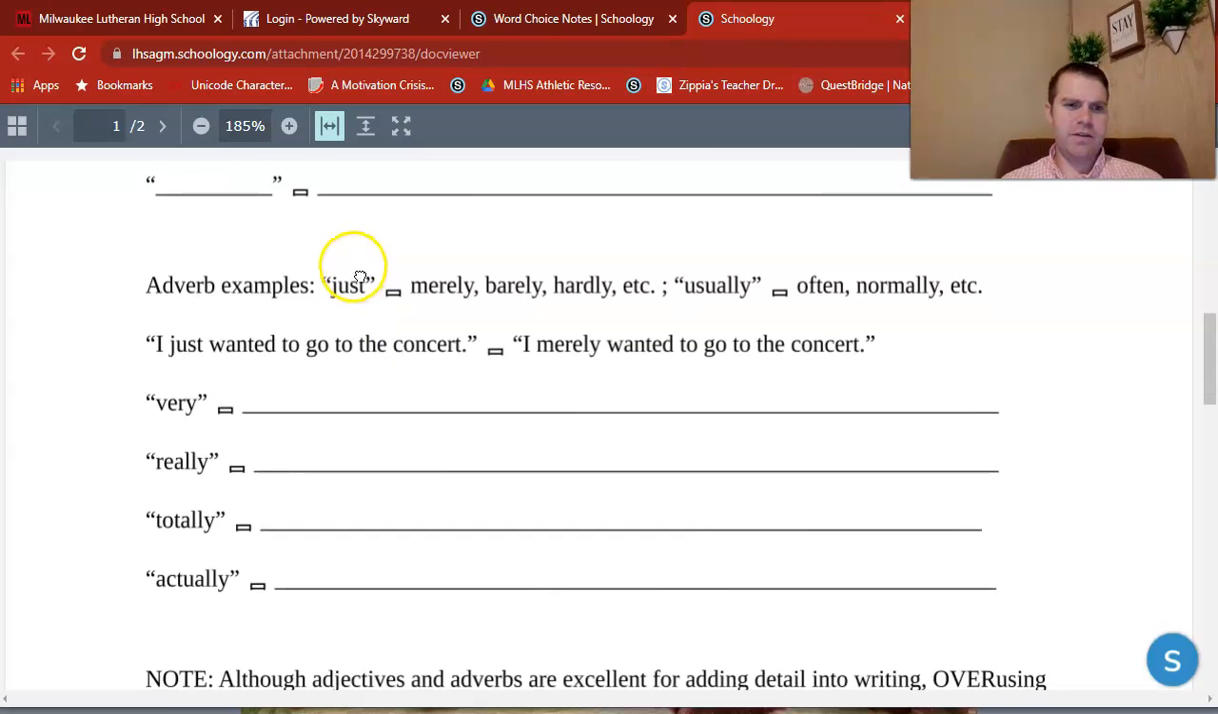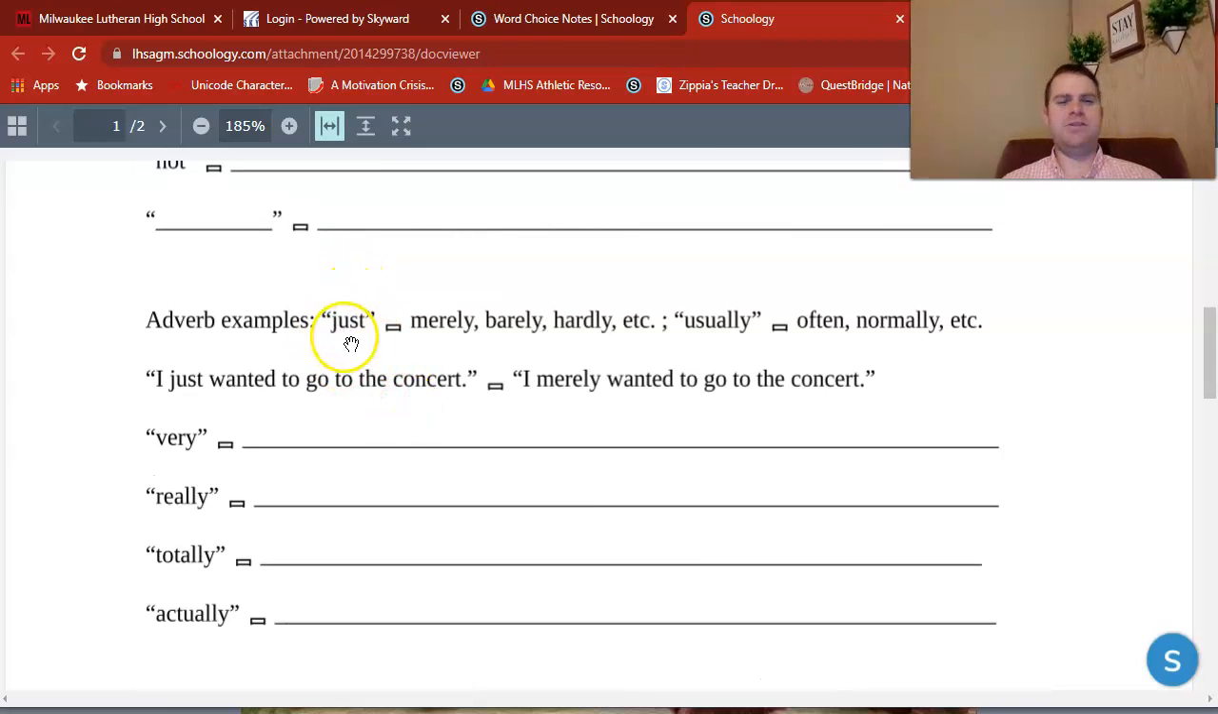Adverbs work a little bit differently. There is a small set of adverbs that are way overused in our writing. Just is probably the most overused adverb in our writing. Some good replacements for it might be merely, barely, or hardly.